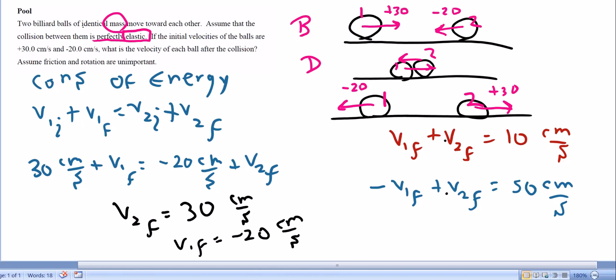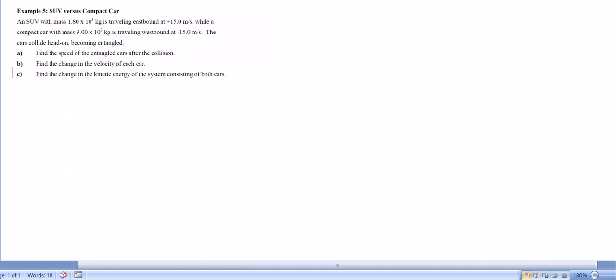This is pretty beefy stuff, but if you're comfortable with your concepts and you're comfortable with some algebra, this is a very, very feasible type of problem. Now for this problem, as we read it, we're picking up on a few more clues here. We have an SUV and we have a compact car, so obviously we have different masses. It's okay. We can have different masses, right? Even if it's not elastic or if it is elastic, different masses happen. We have some scientific notation, no big deal.